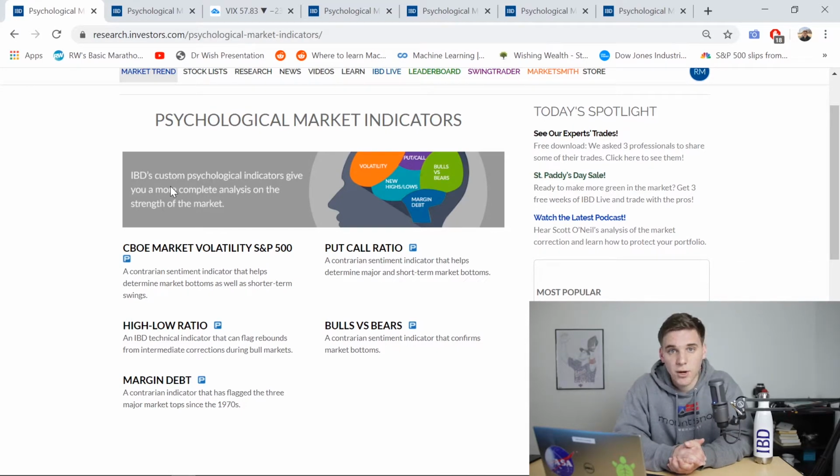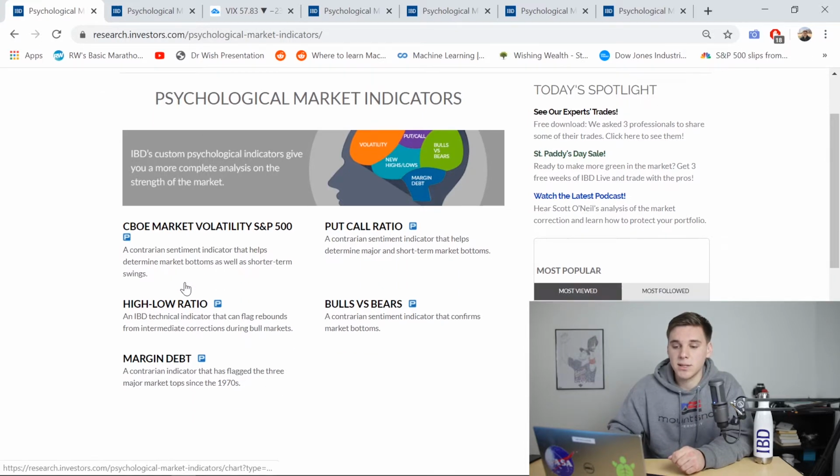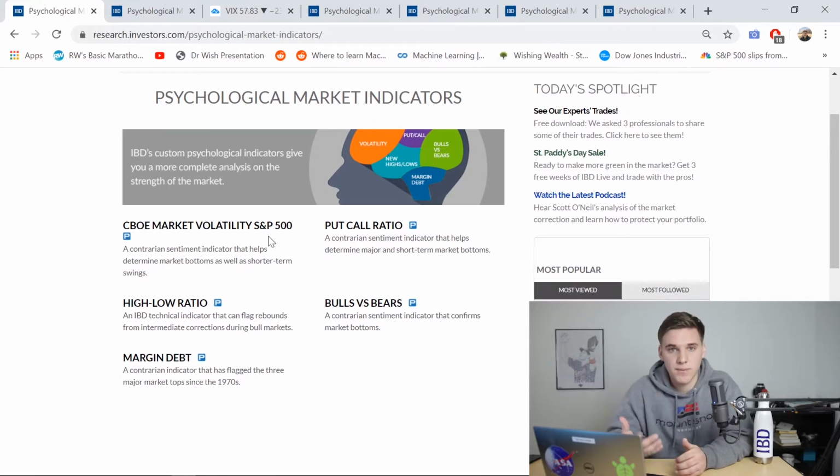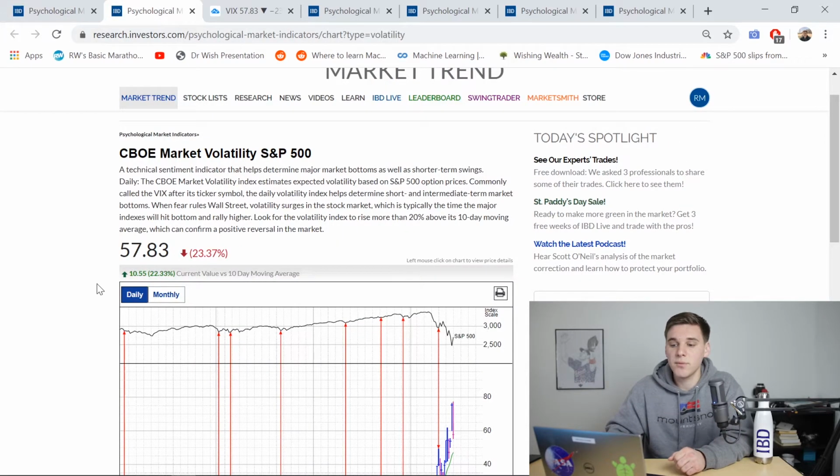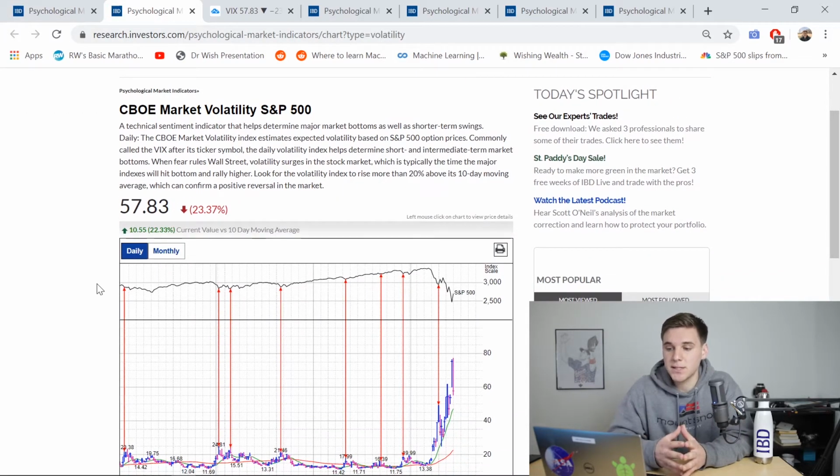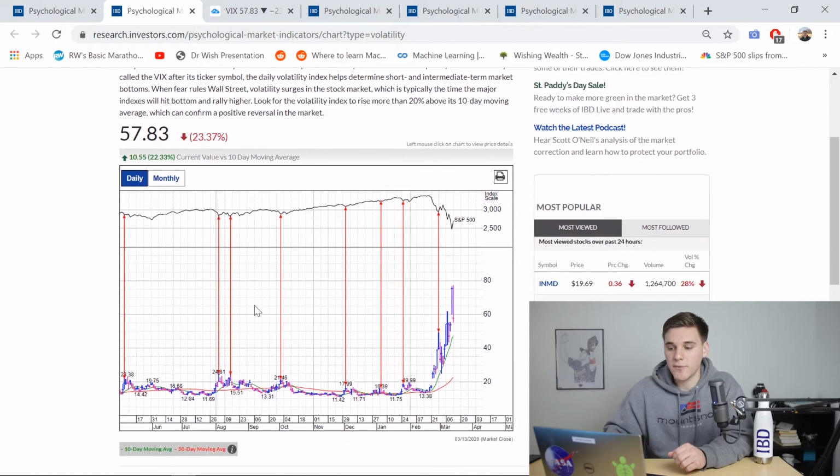But first, we're going to take a look at the CBOE market volatility of the S&P 500, or the VIX as it is referred to. And if you're not familiar with what this is, it basically is a measure of expected volatility based on the S&P 500 options prices. And looking at the graph here, you can see that recently we've really jumped up in this measure, and we're currently sitting at around 59 after being up near almost 80.